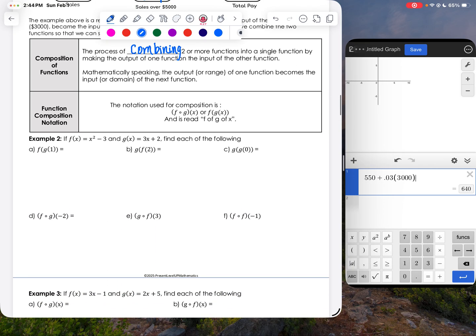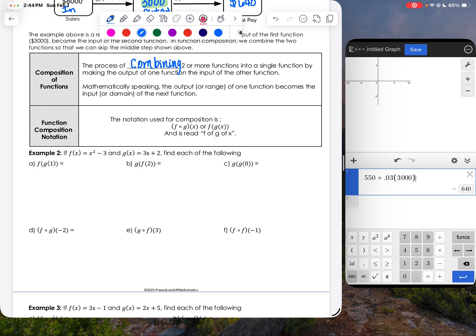Now, the notation for function composition is a little weird looking. When you look at it, you see this f and then a little circle and then a g and then parentheses of x. That's one way to write that. And then the other way that we write it looks like this, f parentheses g of x. I prefer the second way. You'll probably see me using this way the most. But the way we read either one of these is f of g of x.